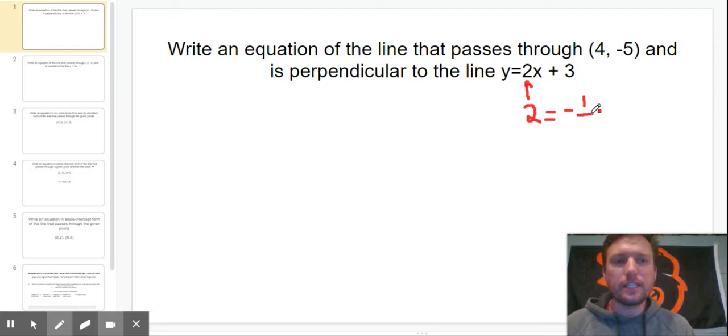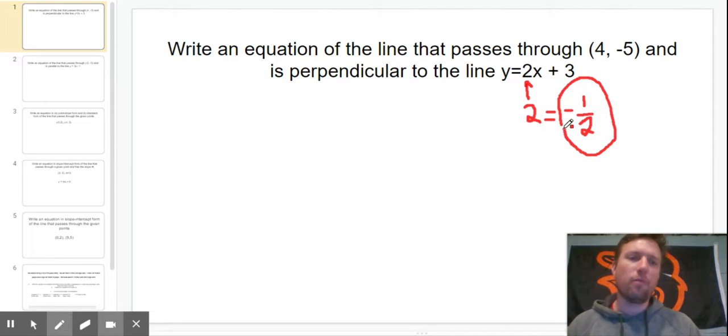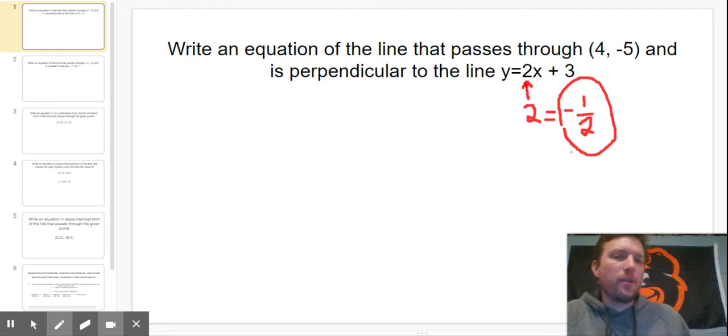So the negative reciprocal of 2 would be -1/2. So our slope is -1/2. Now, this is a rule that you're just going to need to know: when we are trying to find the slope of a perpendicular line, we identify it as m, but then write it as a negative reciprocal. Okay, cool. So now that we know the slope, we're going to find the y-intercept.